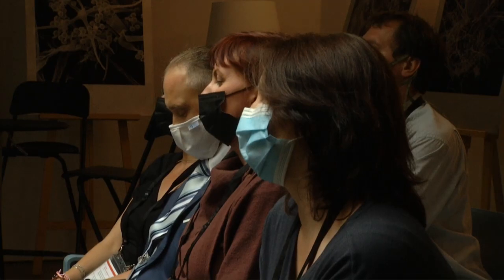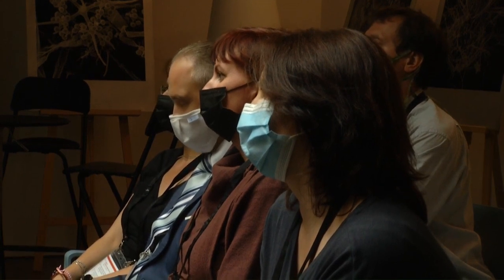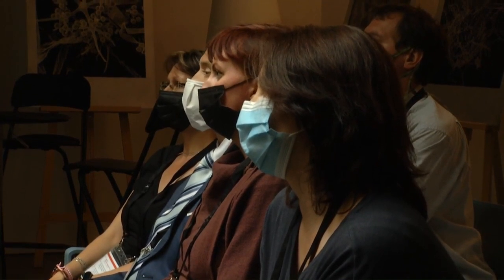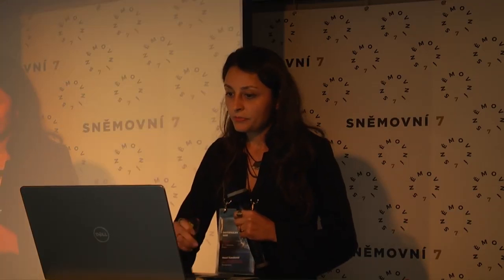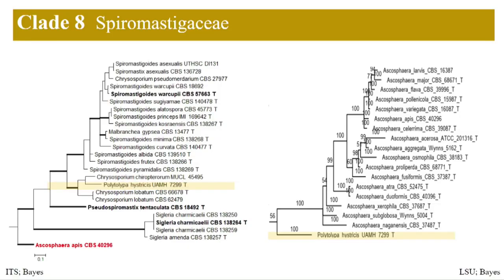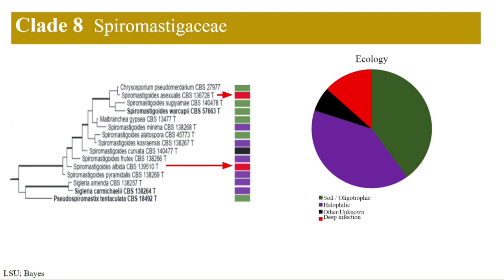It was close to clade 7, Ascosphaeraceae. So again, we need more isolates to decide the phylogenetic position of this genus. And the ecology of these species was mostly halophilic. The isolates were mostly from house dust, and only these 2 species were recorded from infections. And these 2 species have a bit of difference from the others.